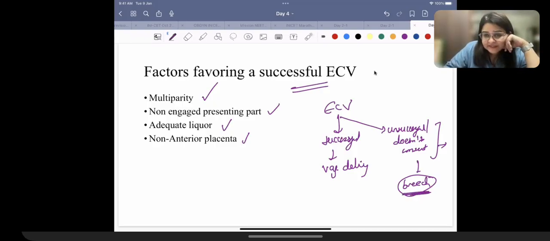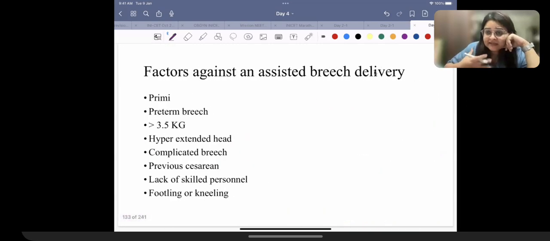Now, if it remains breech, अब हमारे पास दो ऑप्शन है, या तो हम सिजेरियन कर दें या हम वेजाइनल डिलीवरी के लिए ऑप्ट करें. What is the main worry in doing a vaginal delivery for breech? Why are we so scared? Yes, the head can get stuck.